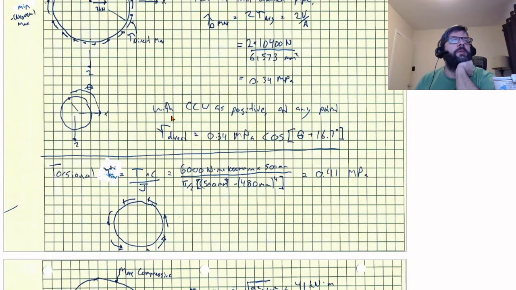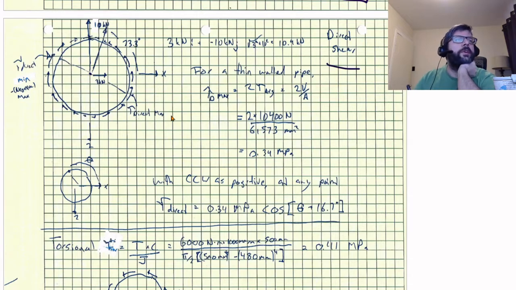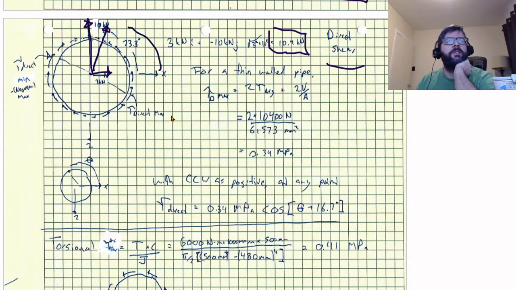So we basically just need to figure out what sort of effect our direct shear is going to have. So we're talking the direct shear here. It is pushing 3 kilonewtons this way and 10 kilonewtons this way, which means that the resultant here is 10.4 kilonewtons. And the orientation of that resultant is 73.3 degrees from the positive x-axis.